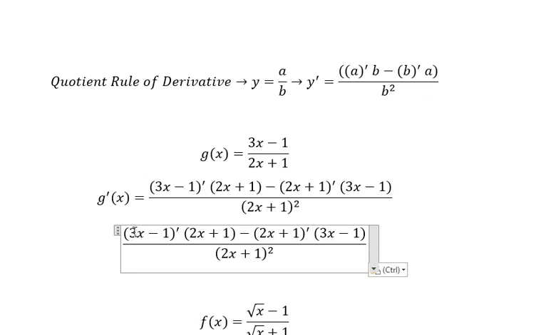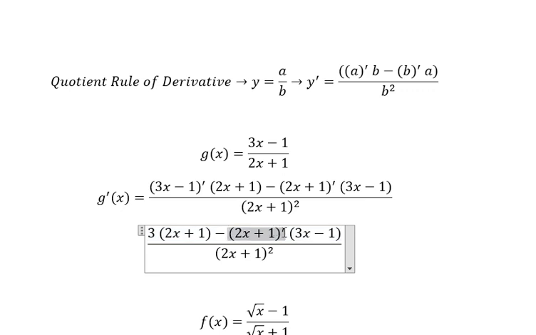First the derivative of 3x, we have number 3. First the derivative of the constant, you have 0. So this one we have number 3. This one we have number 2. And that is the final answer.